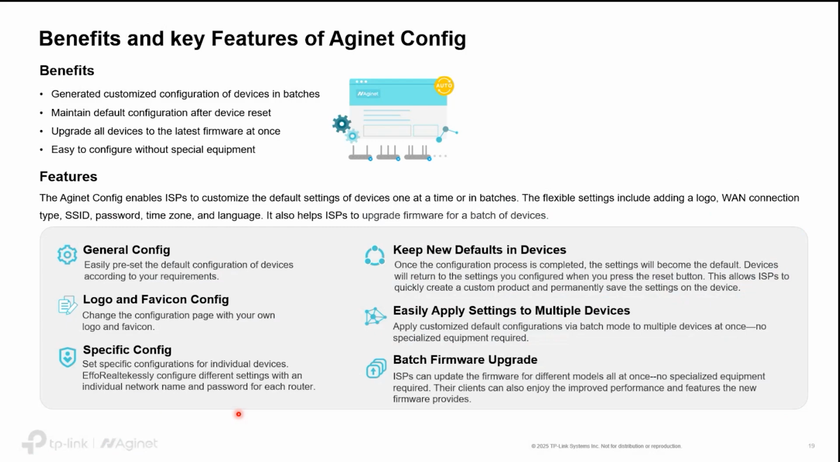Going on to the tools that we mentioned, we have a good set of tools here at TP-Link for our ISP products. Aginet Config being one of those. This is a tool, a local tool that you would use. You can load configurations into the routers before shipping them out to customers. And the great thing with this tool is that when you use this and upload a configuration, you can set that configuration as the factory default.